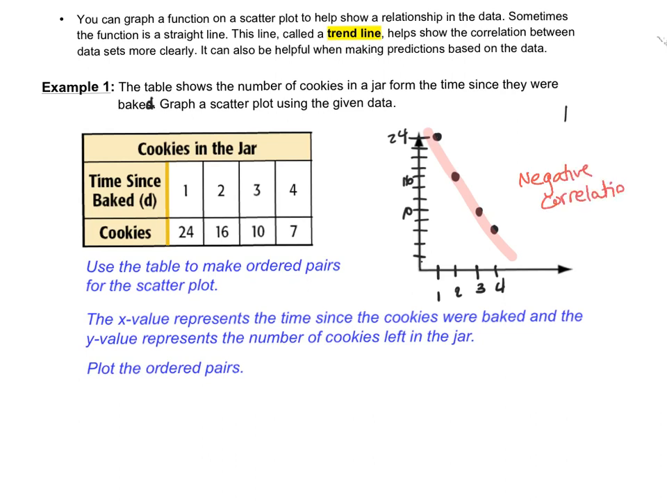What this means is that as the number of days increased, the amount of cookies decreased. That is a negative correlation. When the independent variable increases and the dependent variable decreases, that is negative correlation.